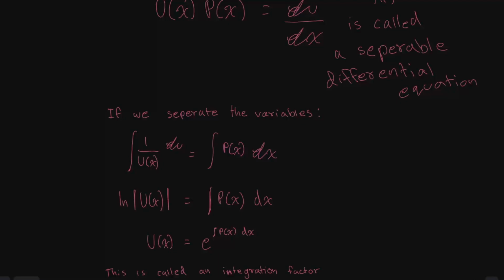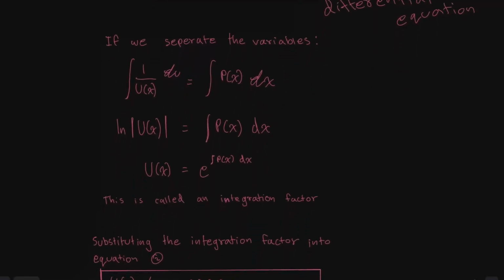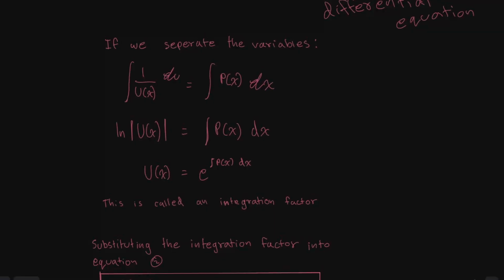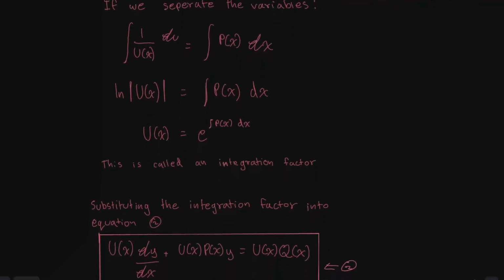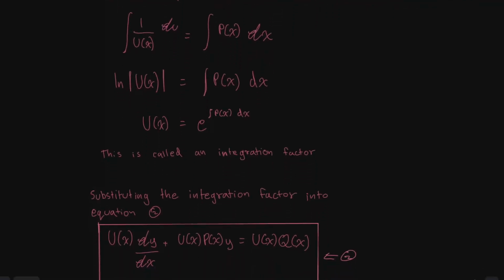And now we call this term that we solved for, u of x, which is equal to e to the power of integral p of x dx, an integration factor. So now what we need to do is, because at the end of the day we're still trying to solve for y, right? So we're trying to substitute this integration factor back into equation 2, right? Which is u of x dy by dx plus u of x p of x y is equal to u of x q of x. And this was just the part where we multiplied all the terms in the original standard form of the first order linear differential equation by u of x.